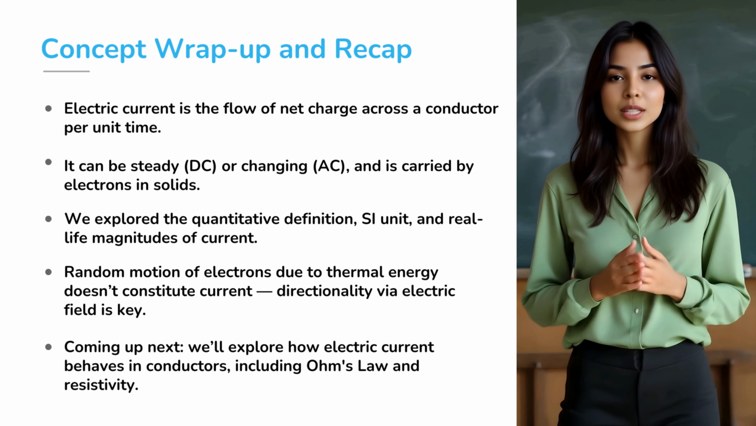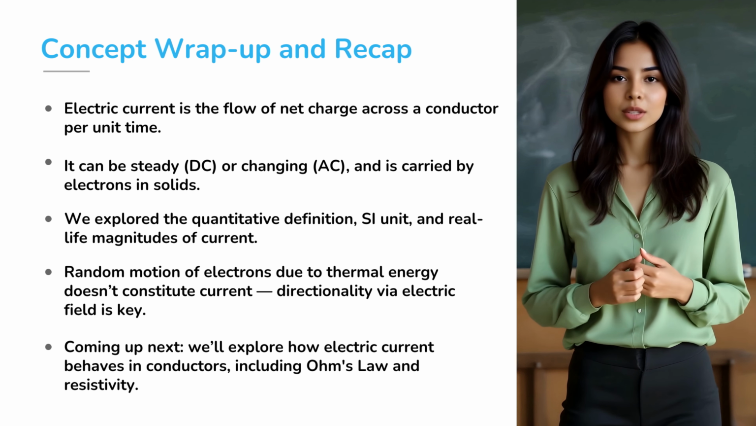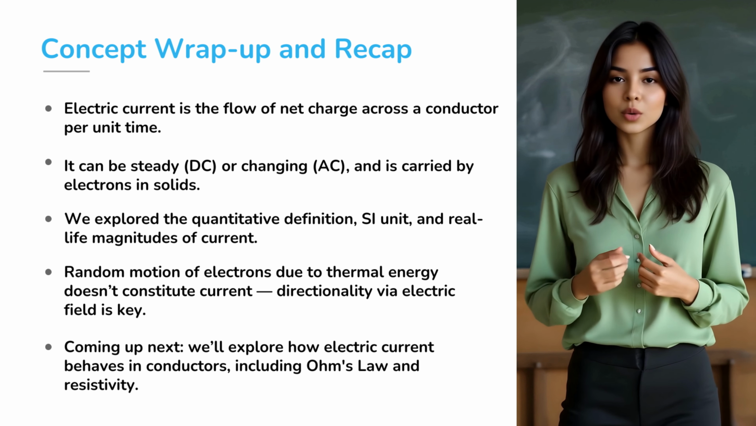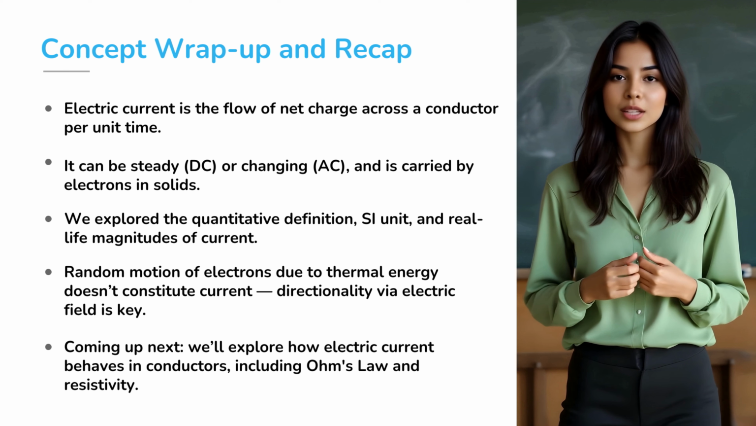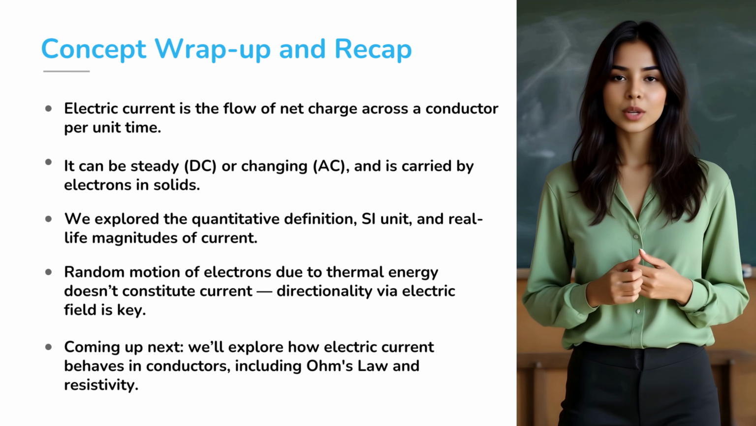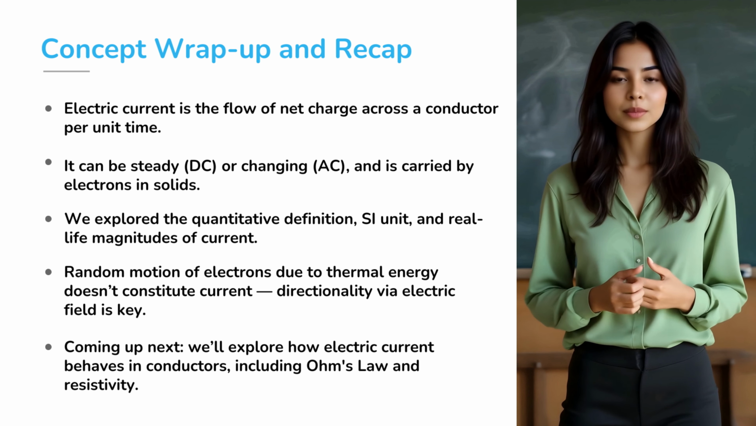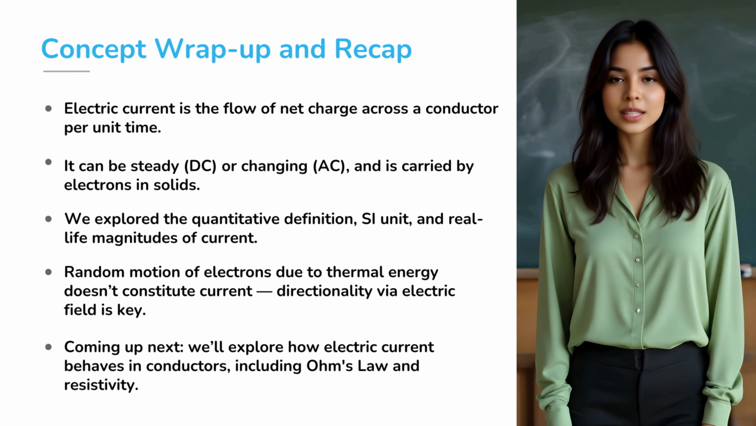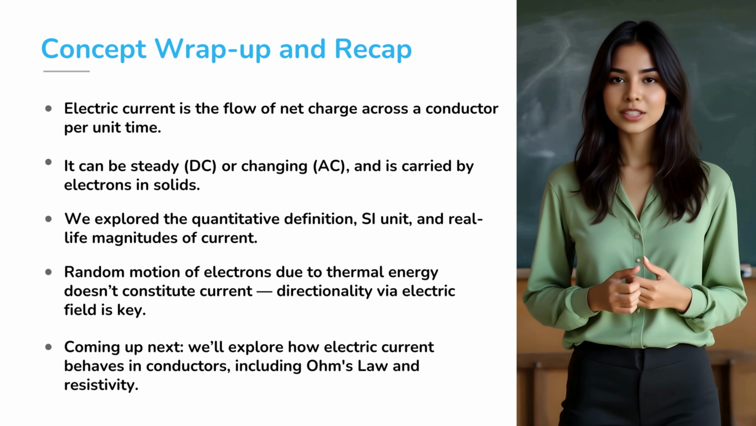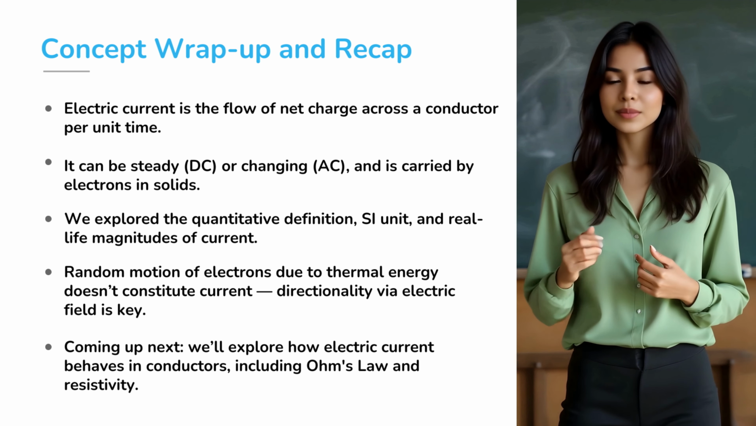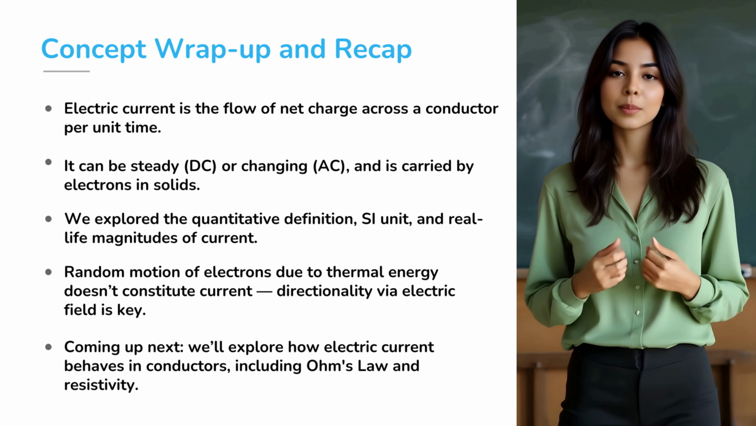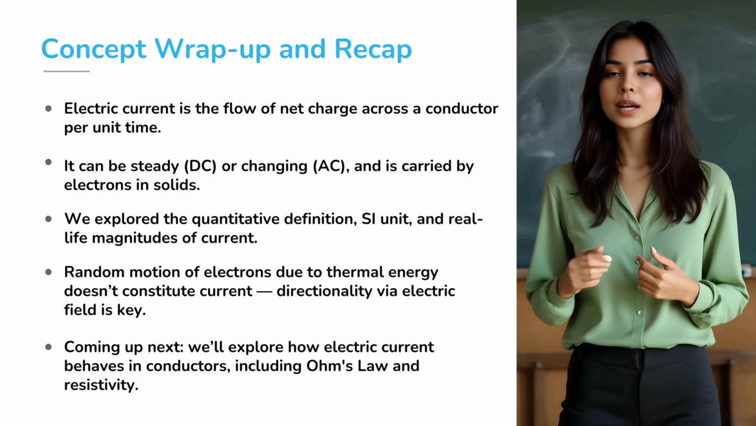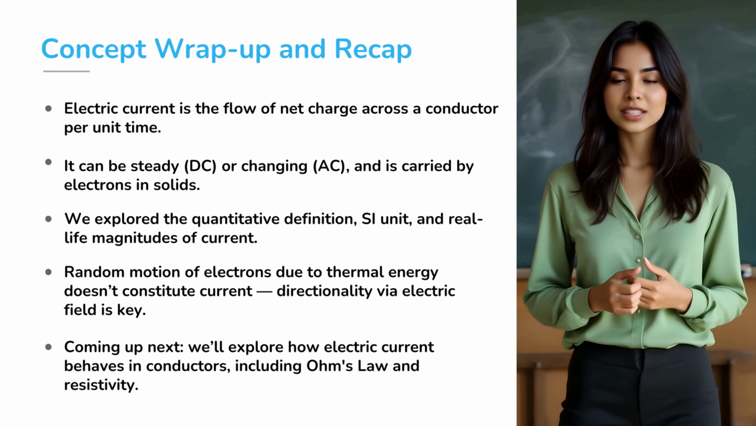All right, let's quickly revise what we've learned about electric current. Electric current is the flow of net charge per unit time across a conductor. It's carried by electrons in solids and flows steadily when an electric field is present. We defined it using the basic formula I equals Q by t, and in dynamic cases, I equals dQ by dt. We explored different magnitudes from massive lightning currents to microscopic biological ones. And we understood that random thermal motion alone doesn't lead to current, we need direction from a field.